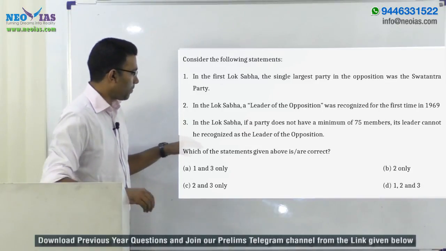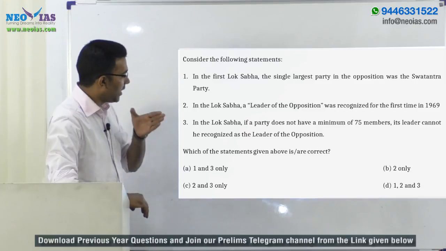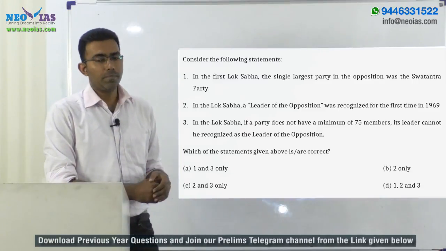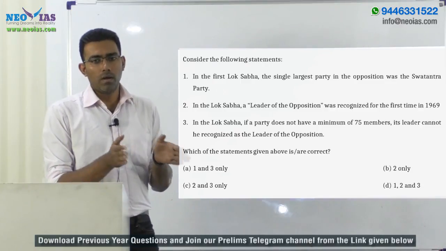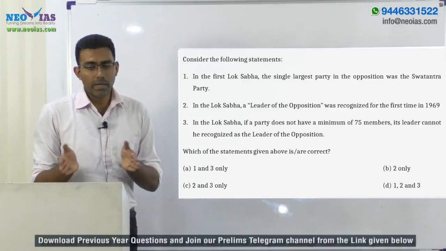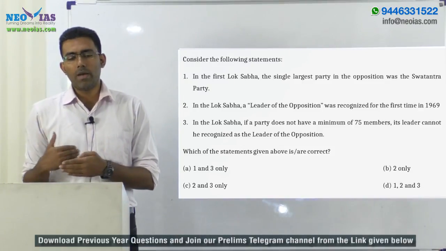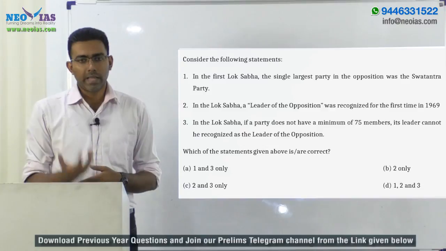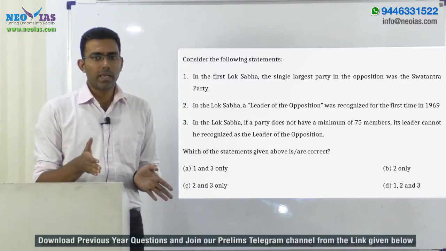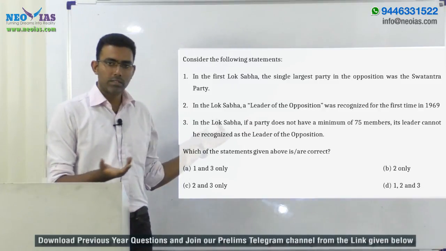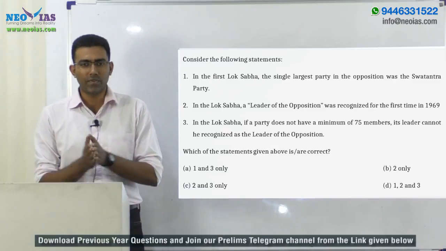The third statement says that in the Lok Sabha, if a party does not have a minimum of 75 members, its leader cannot be recognized as a leader of opposition. Here you clearly know that for a party leader to be recognized as leader of opposition, his party should have achieved at least 10% of the total membership of that house. In the case of Lok Sabha, the total is 545 members, so 10% is 54.5, which is actually 55 members.